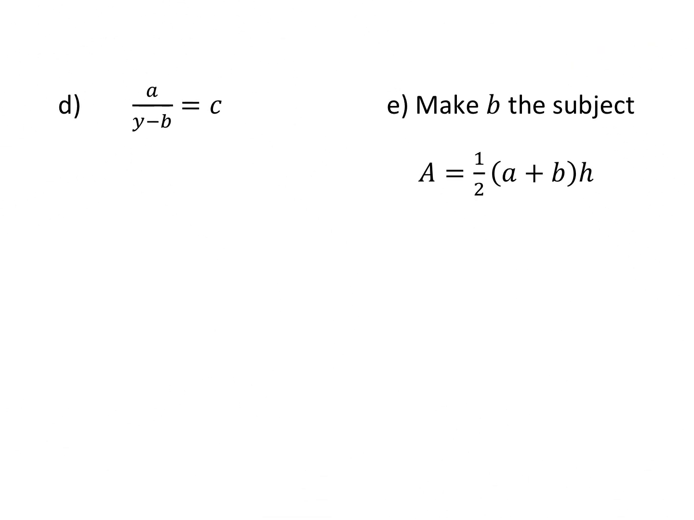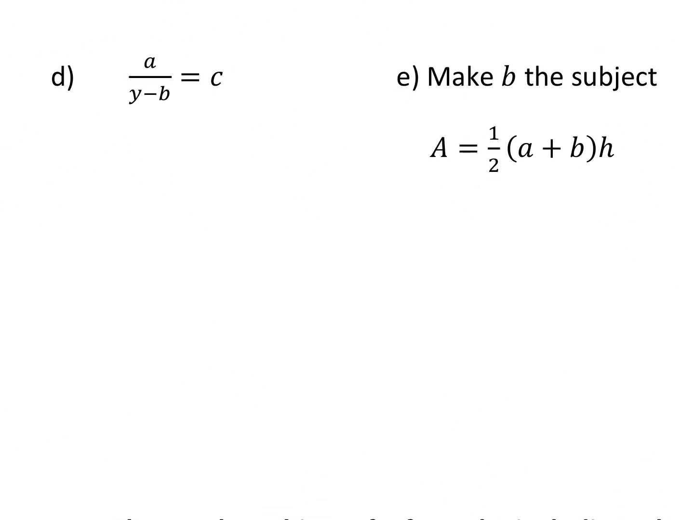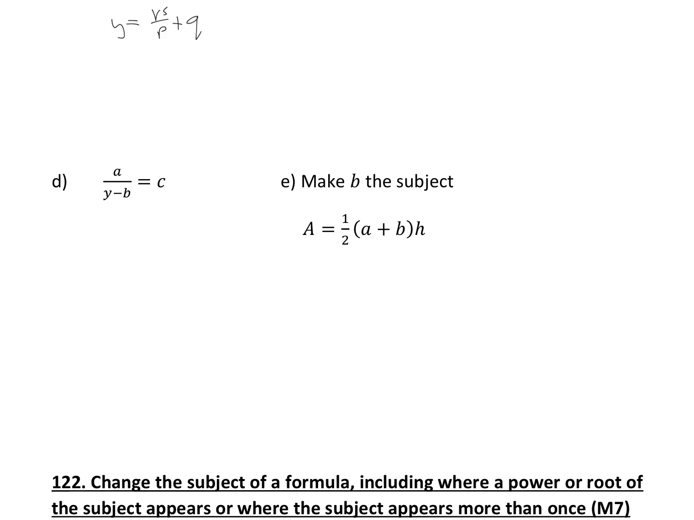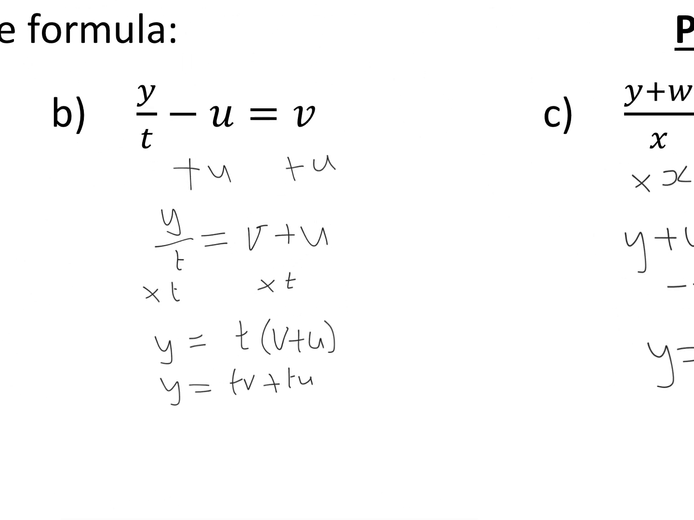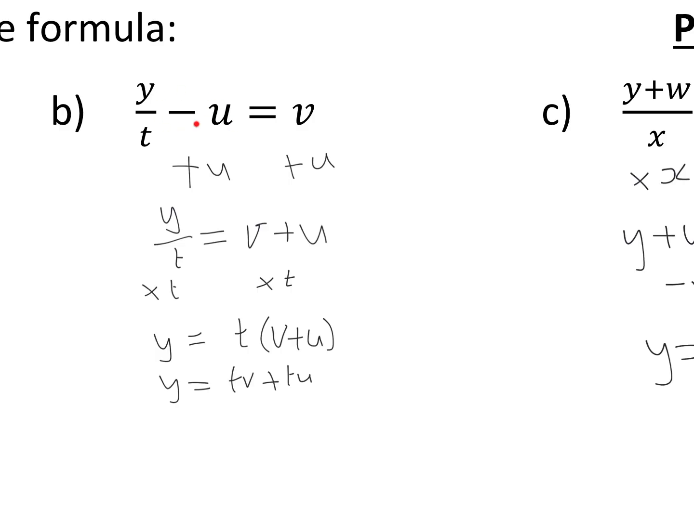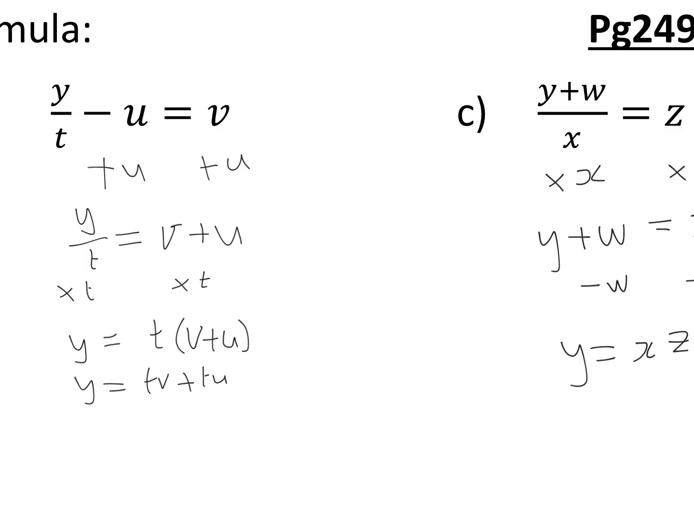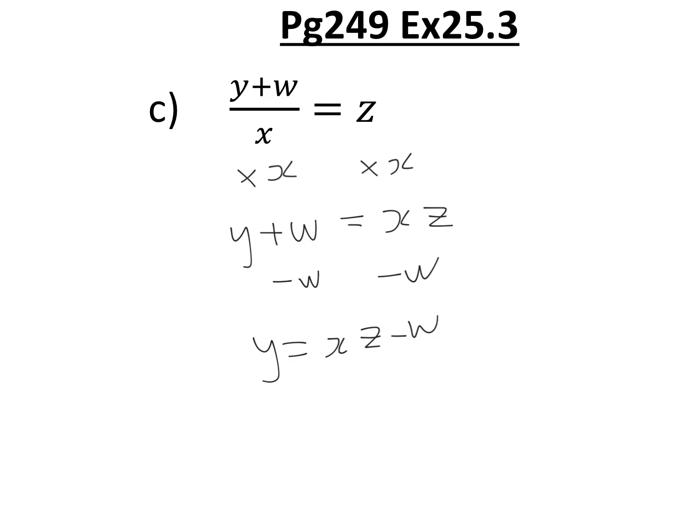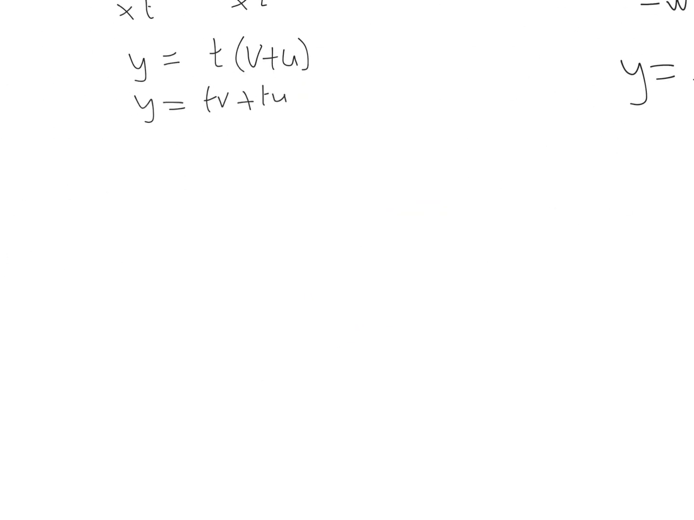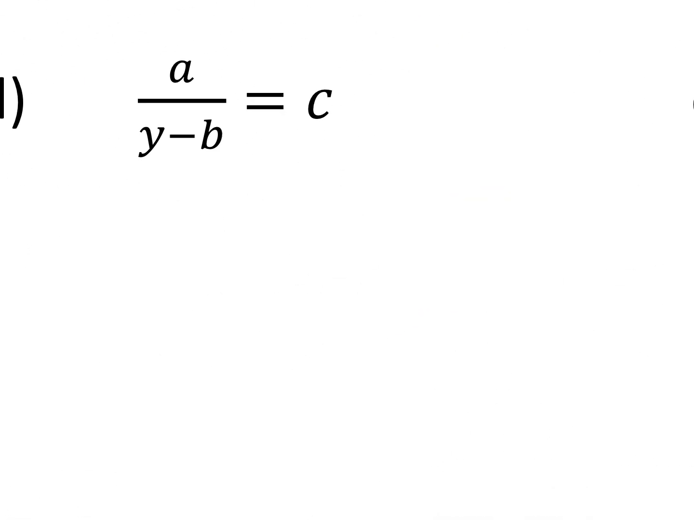Okay, on to part D. This time it's even more tricky because we've got y on the denominator of the fraction. But my recommendation when there are fractions is to get rid of them. Can't always get rid of them straight away. Like in this example, we had to deal with what was further away from the division first of all. But if we're left with just a division, like here, then that's what we want to get rid of. And we can do the same here.